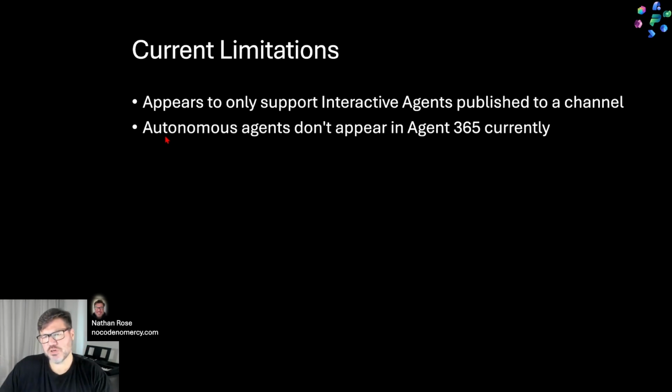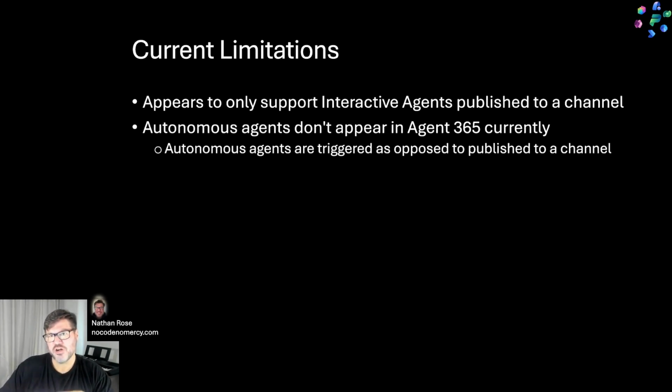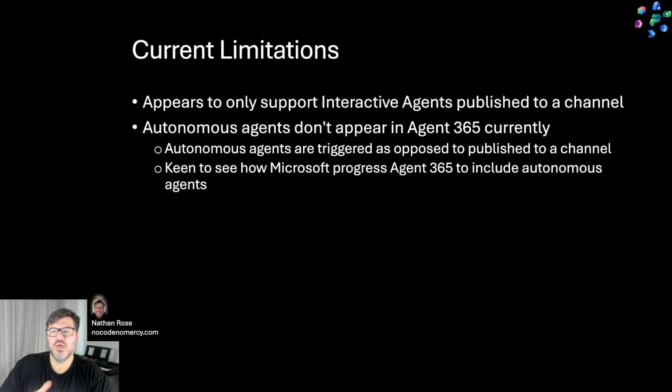Now, this is something that's going to be really interesting to watch because autonomous agents are an interesting one from a governance point of view because they are not published. They are triggered by a system event. And so it'll be interesting to see how Microsoft handle the governance of these, whether that's handled in Agent 365 or somewhere else. But that is a critical piece that's going to require some overview in terms of what autonomous agents are in my system. What are they doing?